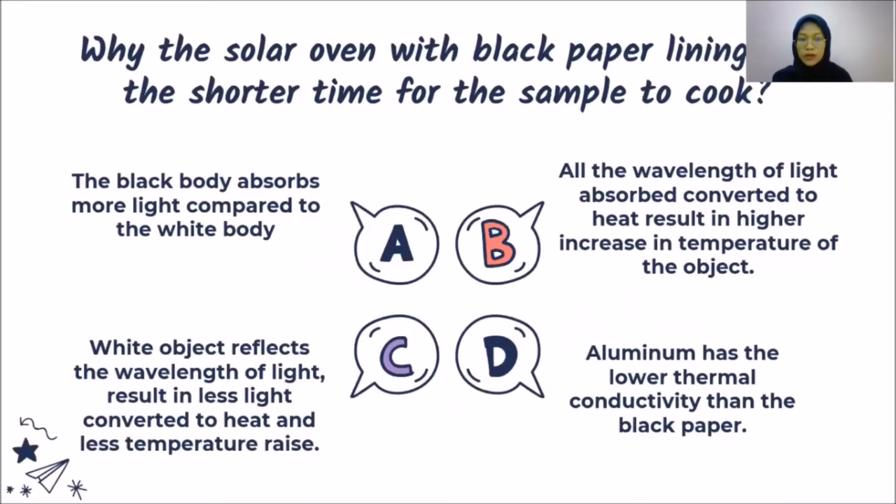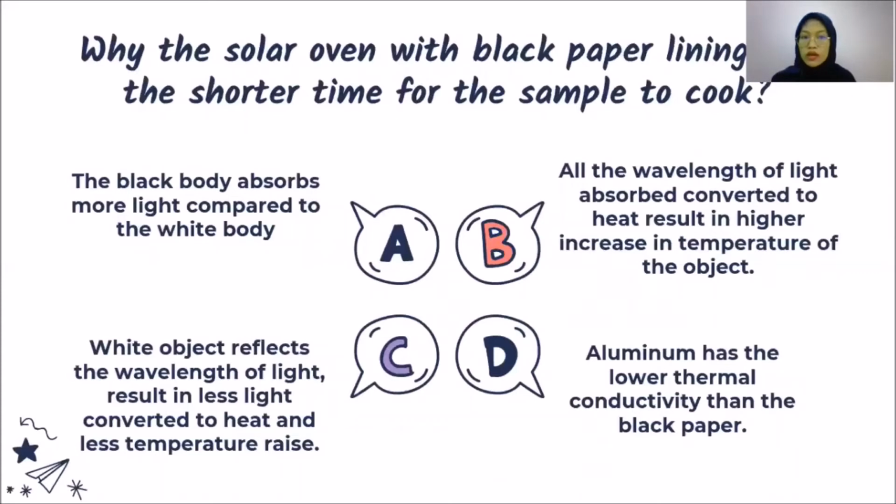So how do we know why the solar oven with black pepper lining has the shorter time for the sample to cook? This is because the black body absorbs more light compared to the white body. The white body is the aluminum foil. All the wavelengths of light are converted to heat, resulting in a high increase in temperature of the object. And the white object will reflect the wavelengths of light, resulting in less light converted to heat, and less temperature rise. This is because aluminum has a lower thermal conductivity than the black pepper.